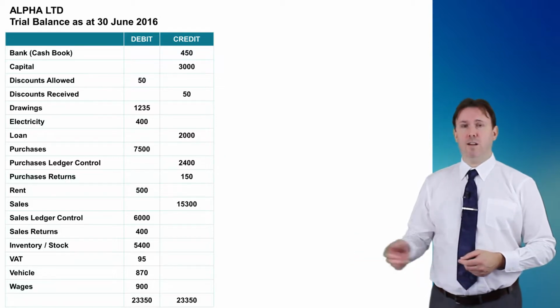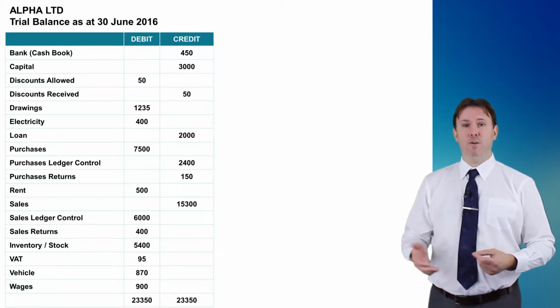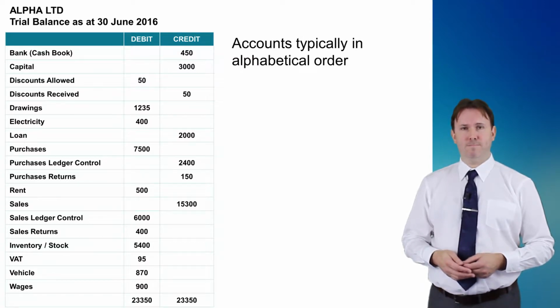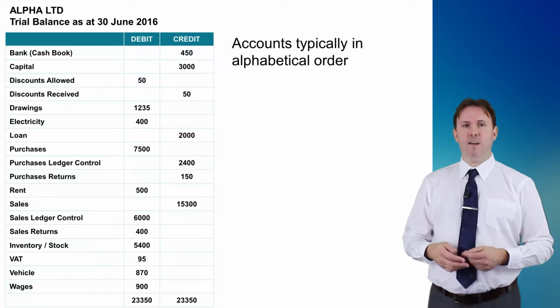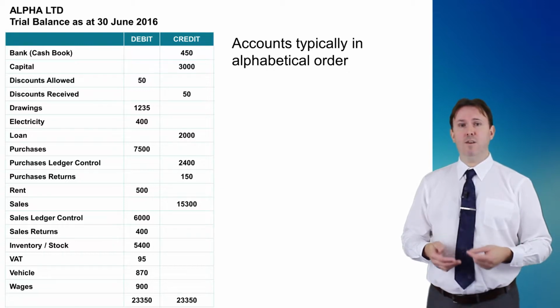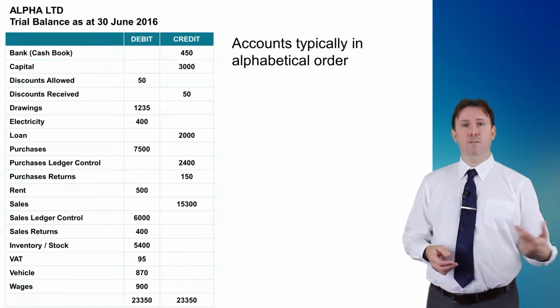Here on the left we have our list of accounts. They can be in any order, but most typically you'll find them in alphabetical order. As you will know by now, every account will either have a debit balance or a credit balance. And when creating a trial balance, it's a very simple process of listing an account's debit balance in the left-hand column, or if the account has a credit balance, in the right-hand column.